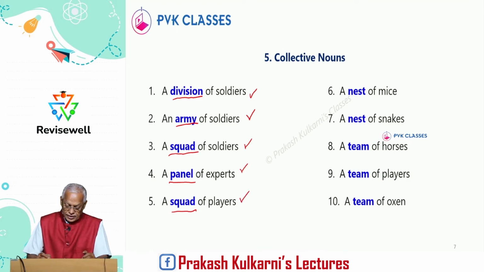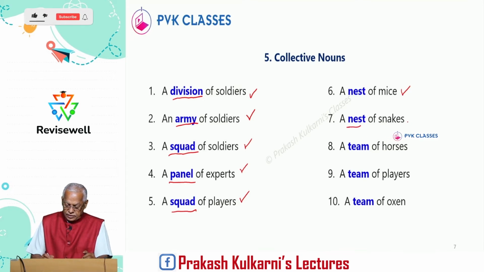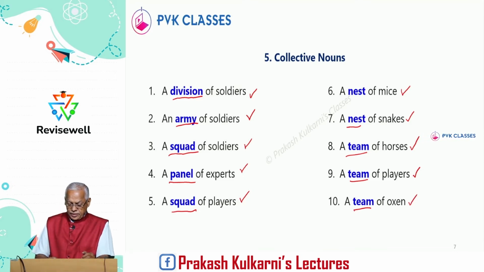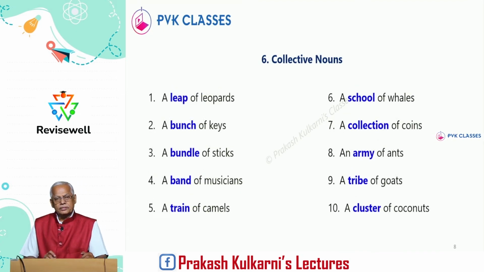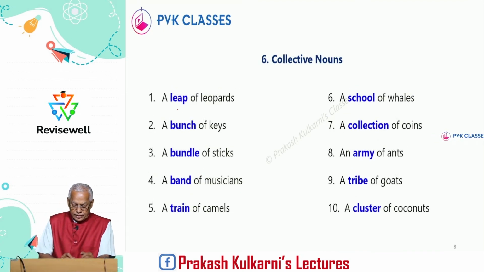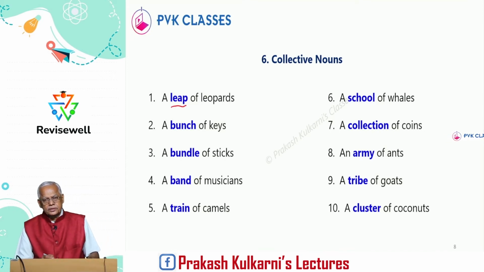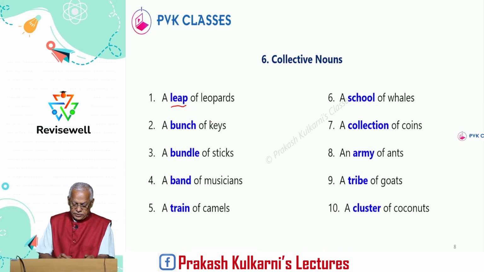Whereas a nest of mice, a group of mice. A nest of snakes, a team of horses. A team of players, a team of oxen. Now let's go to the next one. A leap of leopards. So leopards, a leap of leopards they say.